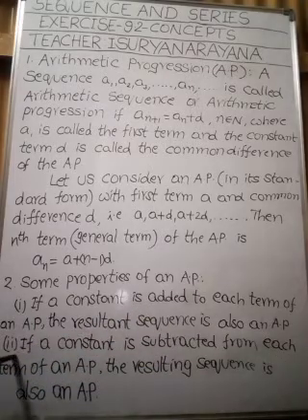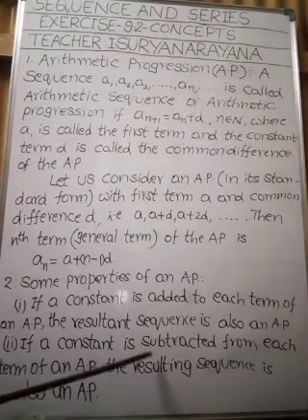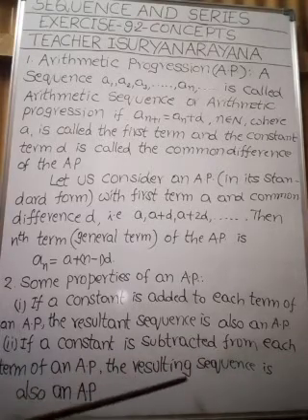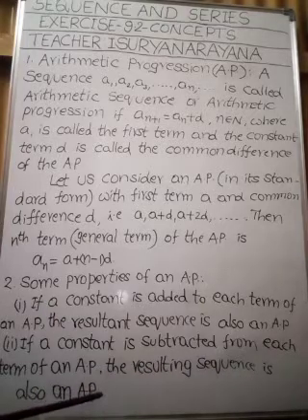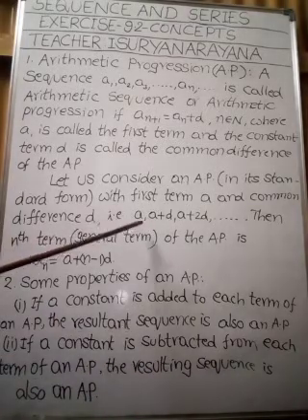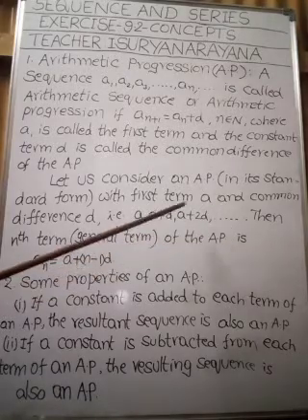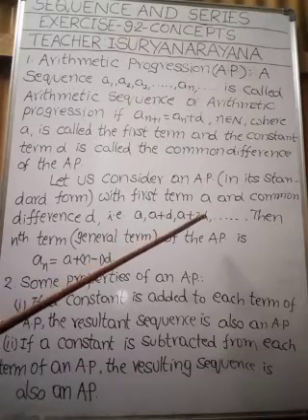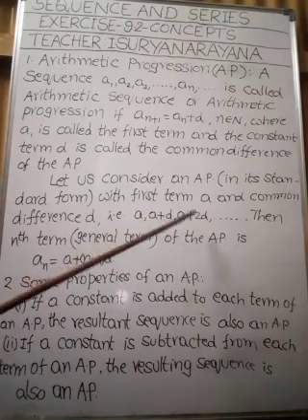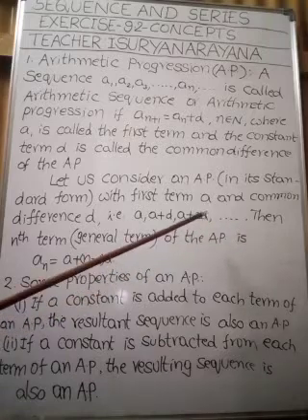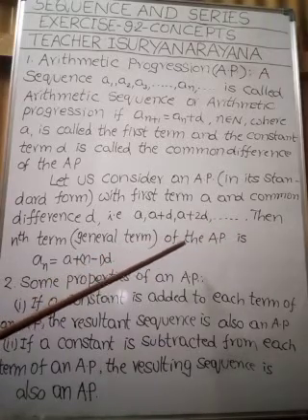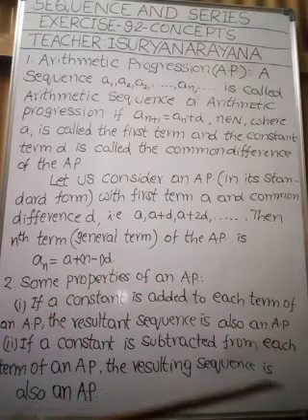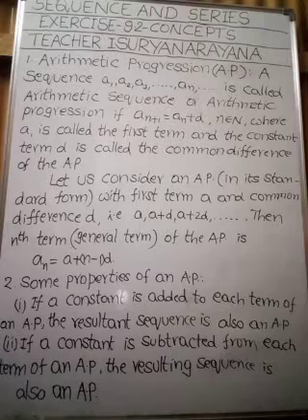Right. Come to the second point. Similarly, if a constant is subtracted from each term of an arithmetic progression, the resulting sequence is also an arithmetic progression. Okay, my children. Suppose this is an arithmetic progression. If a constant is subtracted from each and every term of this arithmetic progression, then we get a new sequence. The resulting sequence is also an arithmetic progression. Understood this point, my dear children?